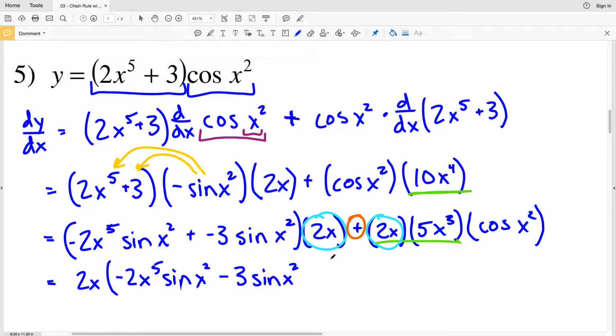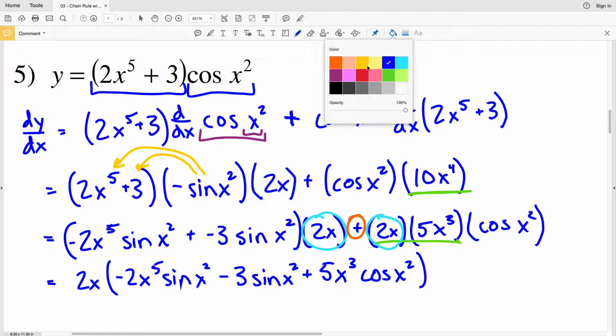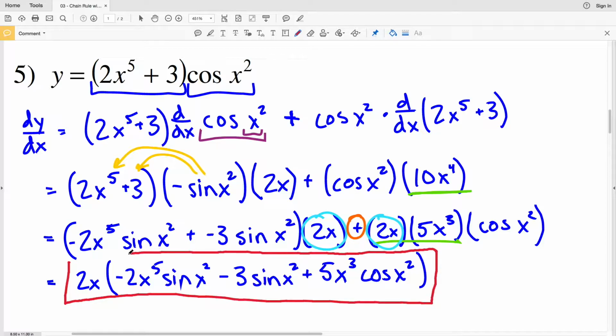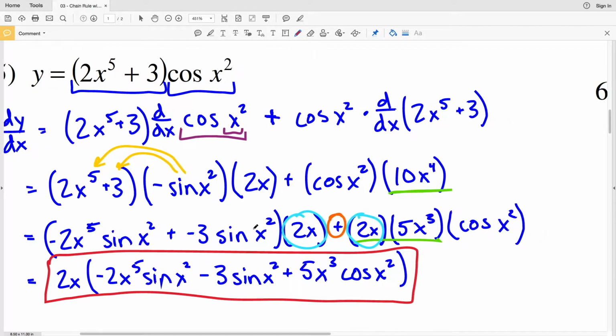So adding 5x cubed times the cosine of x squared. So again, my derivative at number 5 is now simplified, and I get 2x times negative 2x to the fifth times the sine of x squared minus 3 times the sine of x squared plus 5x cubed times the cosine of x squared. Let's continue on to number 6.